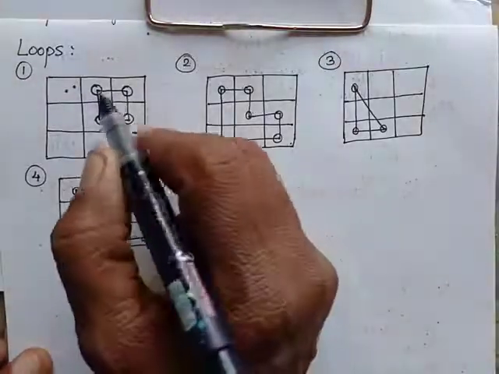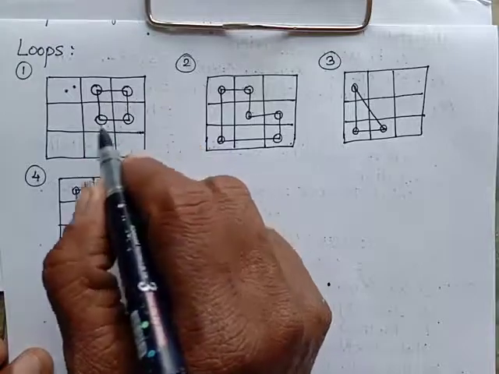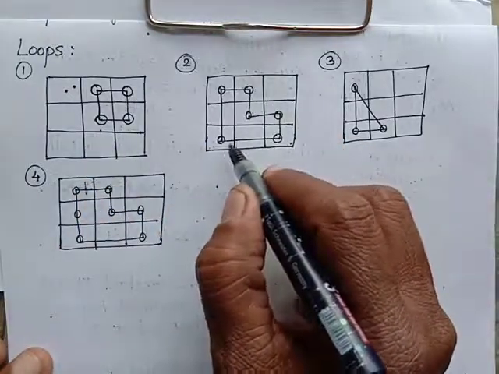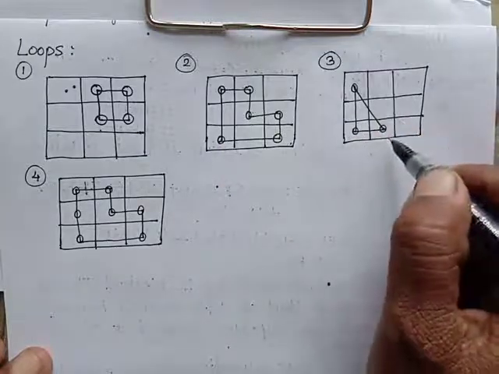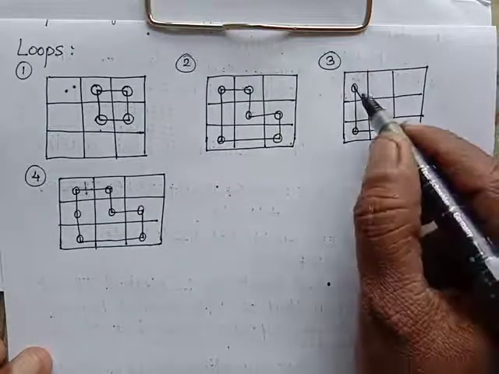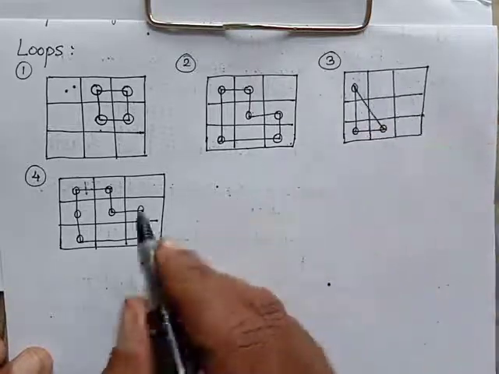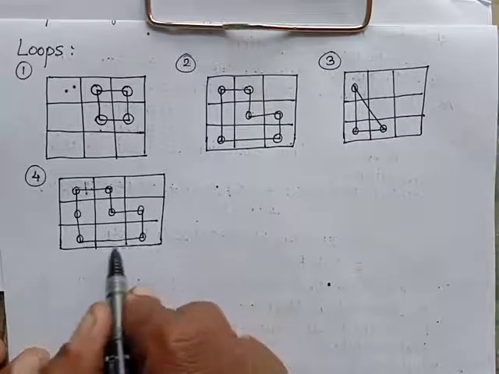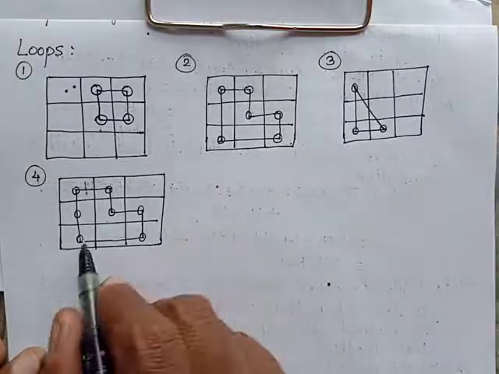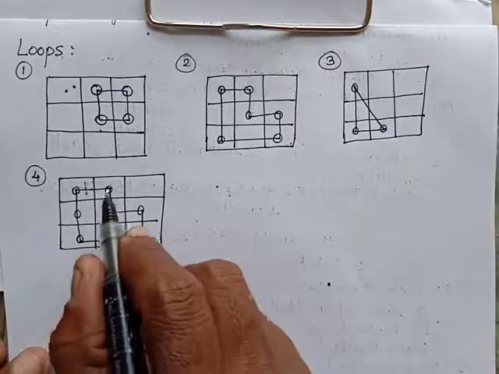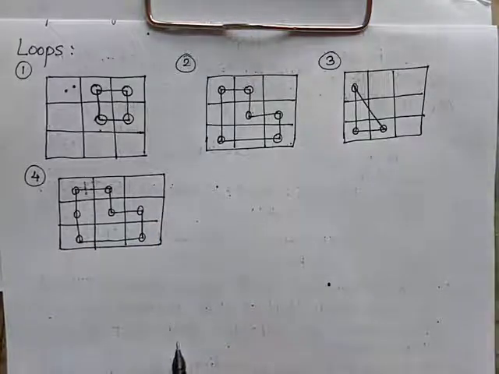Here in this loop we had joined 4 allocations. In this loop we had joined 1 2 3 4 5 6 allocations. Now here we have joined 3 allocations and one line is not straight. Now what about this? Here all lines are straight, but how many allocations are there? Here, 1 2 3 4 5 6 7 allocations. All lines are straight, but the definition of loop has some conditions.